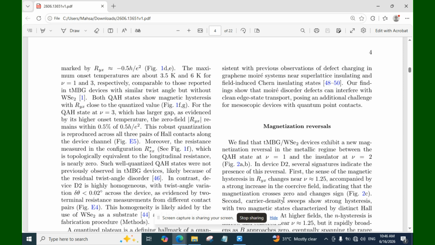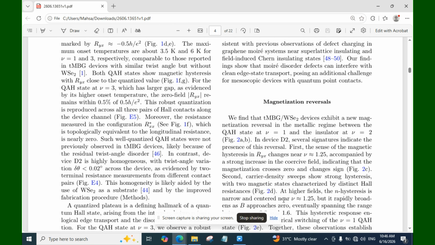Both quantized anomalous Hall states show magnetic hysteresis, with Rxy exactly close to the quantized value for the quantized anomalous Hall state at nu equals 3, which has a larger gap as evidenced by its higher onset temperature. The zero-field absolute Rxy remains within 0.5% of 0.5 h per e squared. This robust quantization is reproduced across all three pairs of Hall contacts along the device channel.